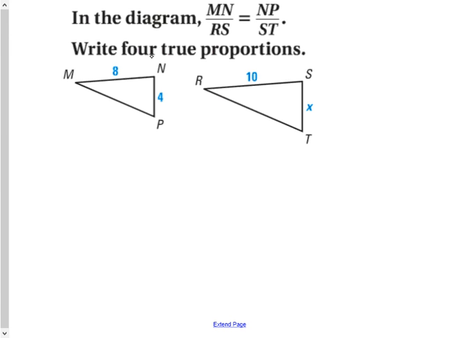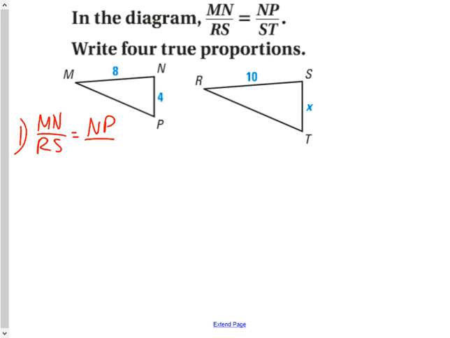In the diagram, MN over RS is NP over ST, write 4 true proportions. Now, we can technically solve for X, but we want to write the 4 true proportions. So fill it in first. So this is our first one. The given one's true.